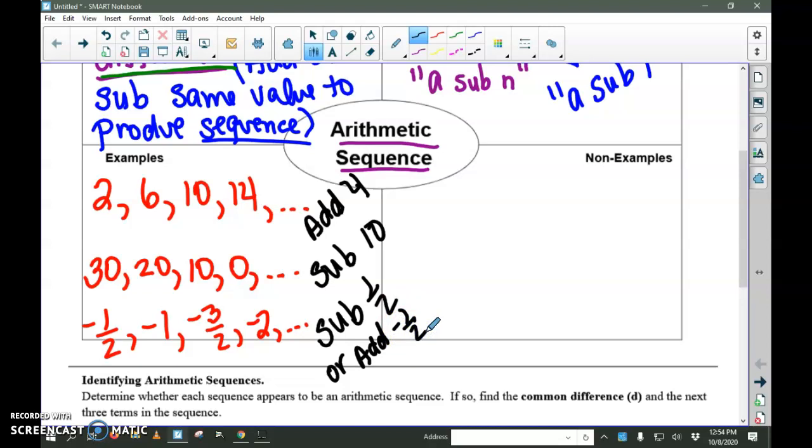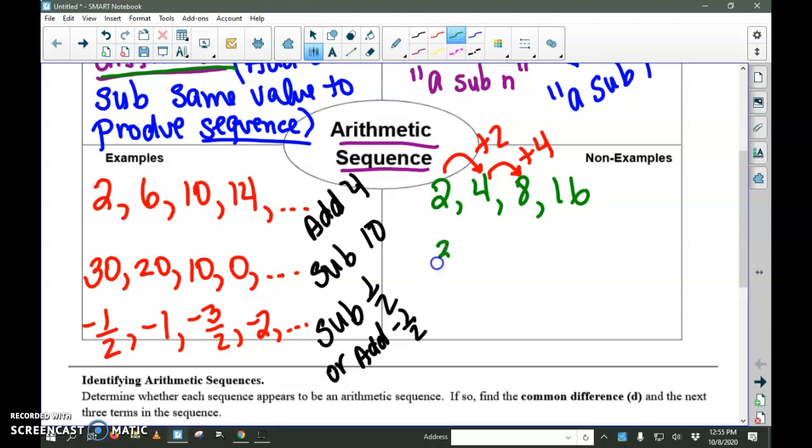So some things that are not examples of an arithmetic sequence would be something like 2, 4, 8, 16. Notice that, yeah, I'm adding 2 to get from 2 to 4, but then I'm adding 4 to get from 4 to 8. I'm not adding the same number each time. In fact, this ends up being a multiply by 2. And so arithmetic sequences are not produced by multiplication. They're produced by addition or subtraction. This is not a good example of an arithmetic sequence.